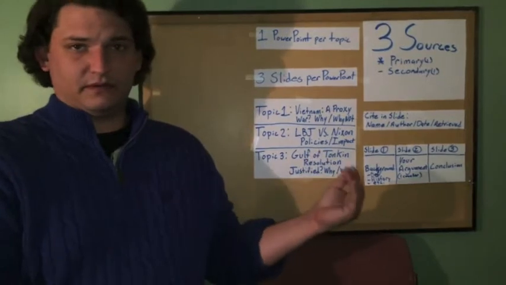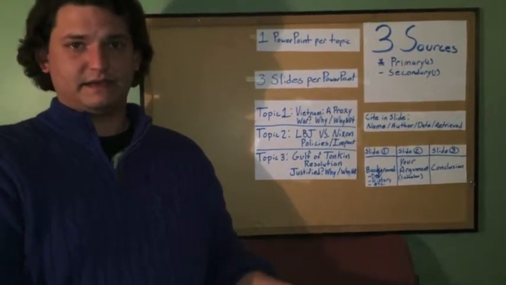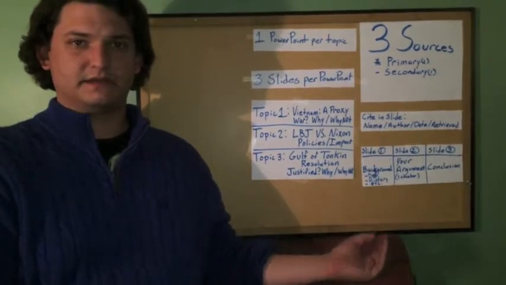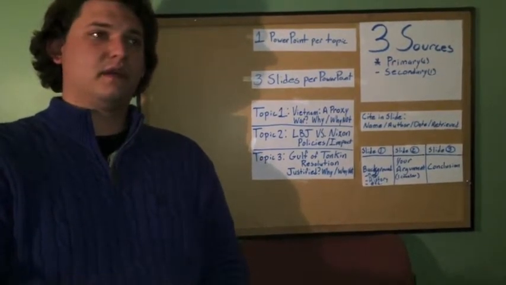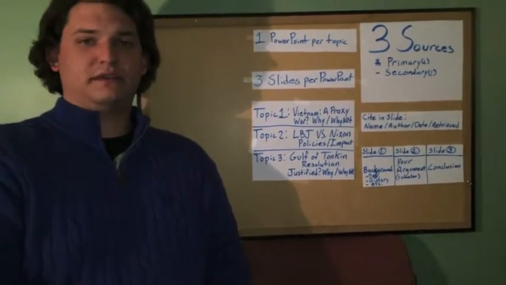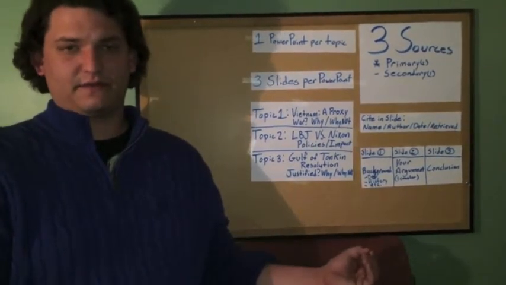Now, you'll have 3 slides in your presentation. Your first slide will be a slide concerning background information. This is where you'll have brief history, definitions, dates, social impact, things like that. That will be in your first slide.